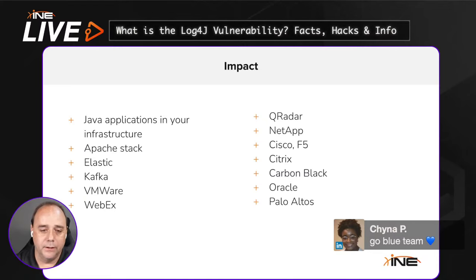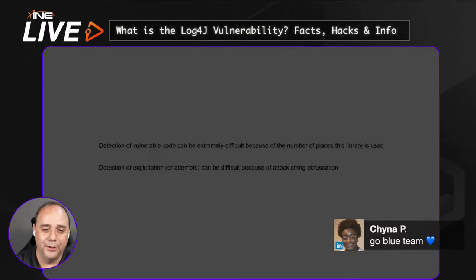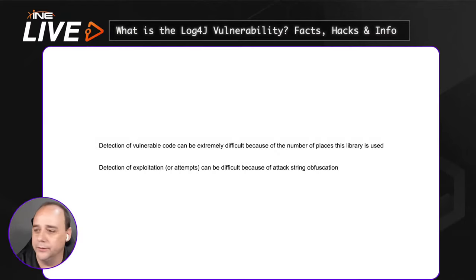So let's talk a little bit about the blue team difficulties on this, right? Detection of our vulnerable code is extremely difficult because of the number of places this library is used. It's used all over these operating systems, and there are so many different operating systems that can host this Log4j code. And then, of course, our detection of exploitations, what Alexi showed and what I'm going to show, is very straightforward, right?